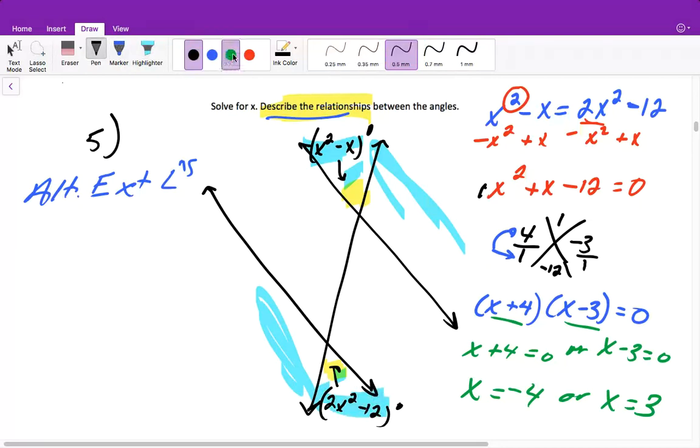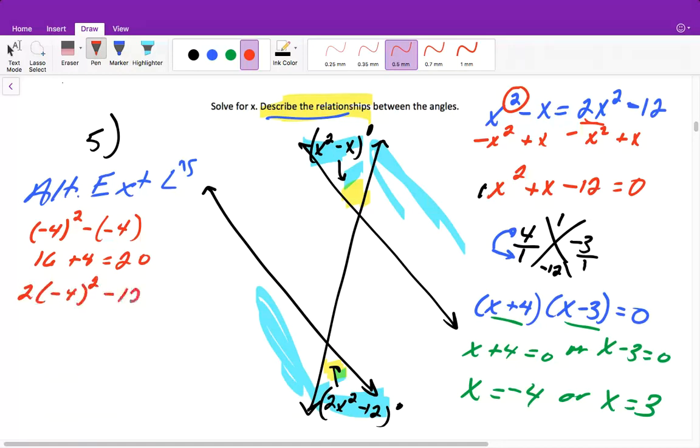But what you do need to do, when you get a negative or a positive, is plug these back in just to make sure that it doesn't give you a solution that is not valid, so an erroneous solution. All right, so then we will substitute them in. Negative 4 squared minus negative 4. So that will then give you 16 plus 4, which is equal to 20. So we need to see, does this equal 2 times negative 4 squared minus 12? Well, negative 4 squared is 16 times 2 is 32 minus 12 does equal 20. So we know it works for negative 4.